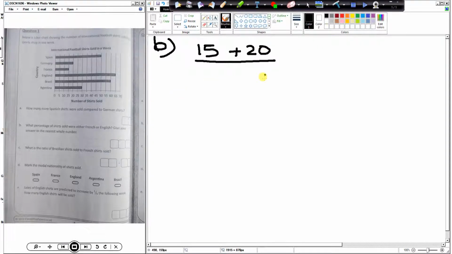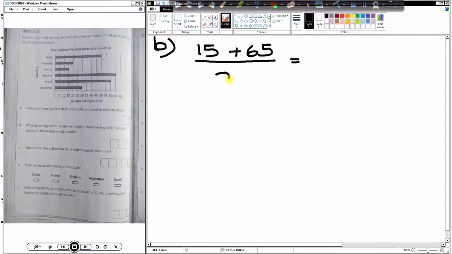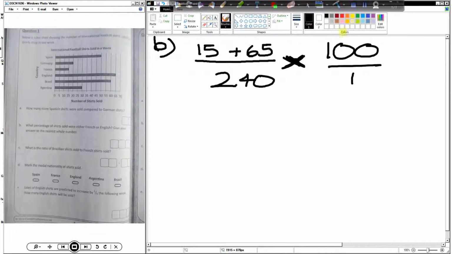Just a quick correction. The number of England's shirts sold was not 2065. Put that correction there. The total number of shirts sold, by working out the total for Spain, Germany, England, Brazil, everything else, was worked out to be 240. So that's the fraction. Now, to change a fraction into a percentage, we multiply it by 100 over 1, not by 10. And then we try to cancel.